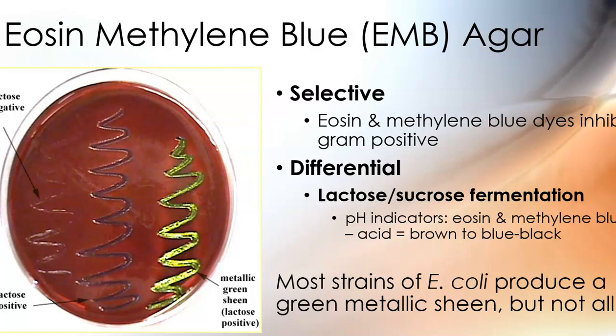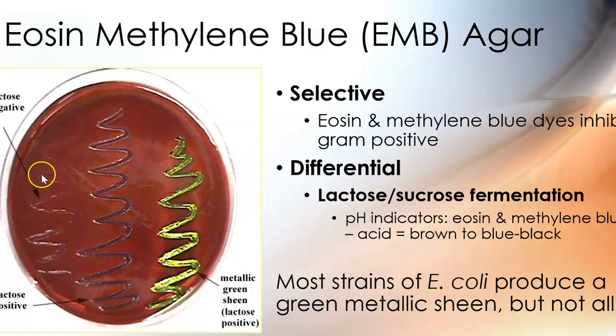So what happened is we add the eosin, which you guys remember eosin is what color dye? Red. Eosinophils, right? Red. Okay. And methylene blue is what color dye? Blue, and red and blue make purple, right? So the media actually looks purplish. Okay. So what we're looking for when we see lactose and/or sucrose fermentation, because it has both of these things in there, we're looking for a really super dark colony. Okay. It's a really dark purpley black color.